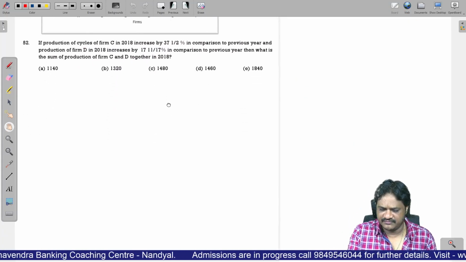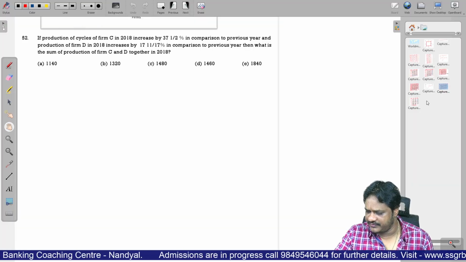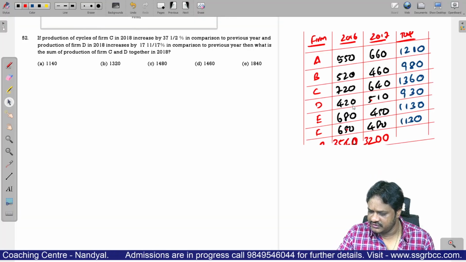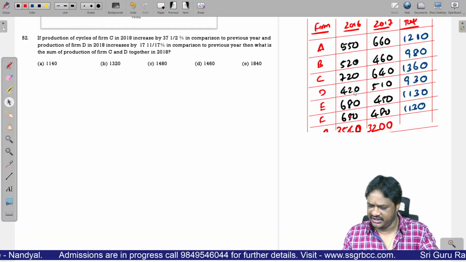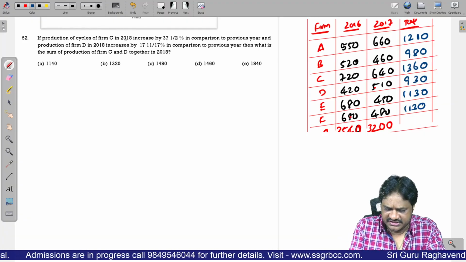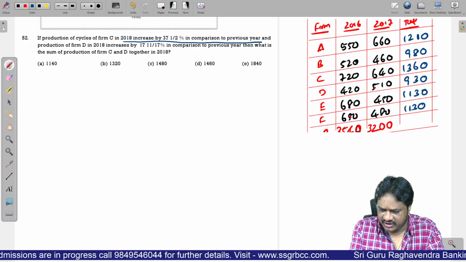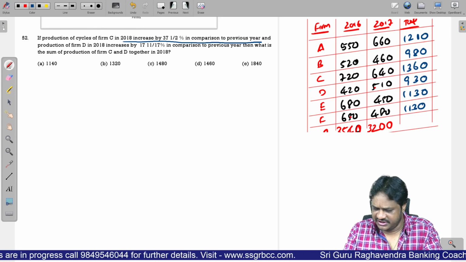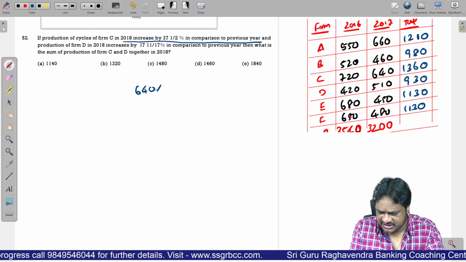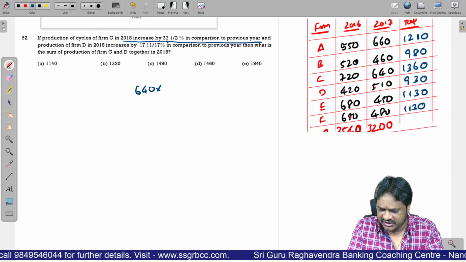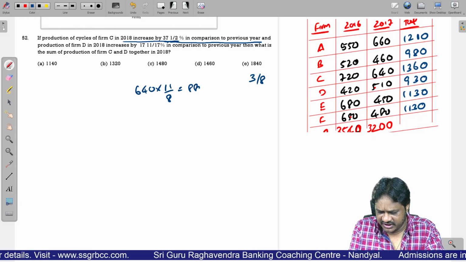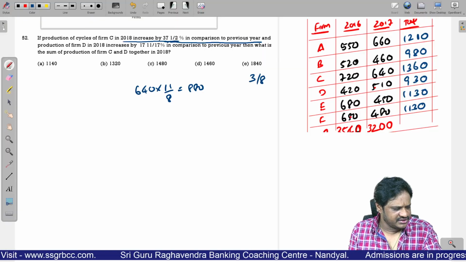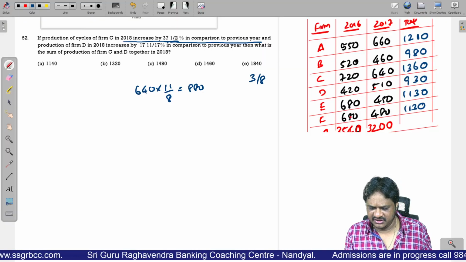Next question. If the production of C in 2018 is increased by 37 1 by 2 percent when compared to the previous year. C 2017 it is 640. 37 1 by 2 percent means 3 by 8. 37 1 by 2 percent increase means 11 by 8. We will get 880. This is 880.